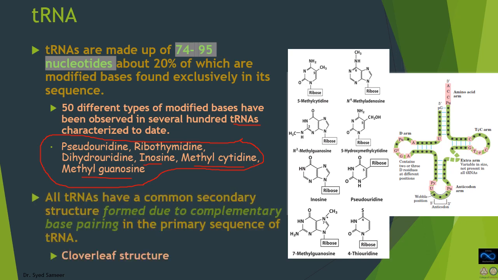All tRNAs will have a common secondary structure which is formed due to complementary base pairing, following the same rules as adenine versus thymine and guanine versus cytosine. The first structure they form is the secondary structure, also called the clover leaf structure of the tRNA. As you can see here in the picture, this is the clover leaf model of the tRNA, which is the secondary structure formed due to complementary base pairing.